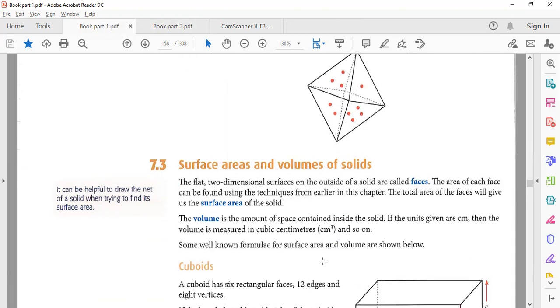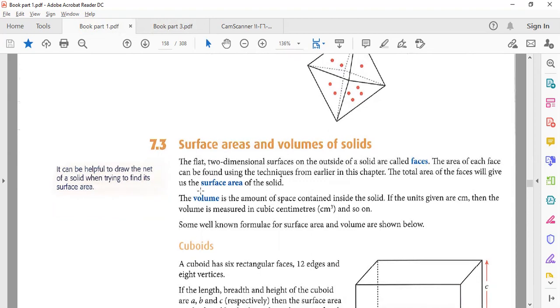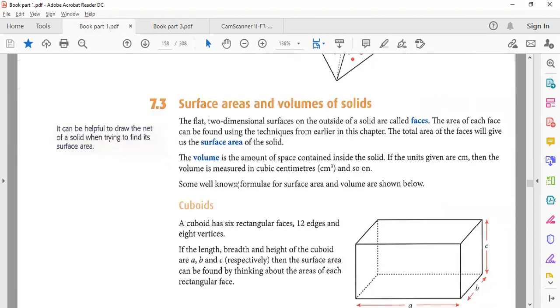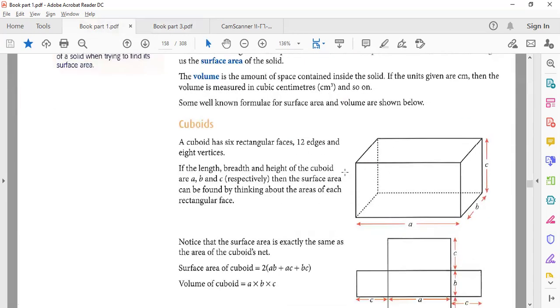So let's talk about a new topic, that is the surface area and the volume of a solid. You know about the faces and the surface area. For 3D shapes, we can find the space with the help of volume. The definition of volume is the amount of space contained inside the solid. If the unit given is centimeter, then the volume is measured in cubic centimeters, and so on.